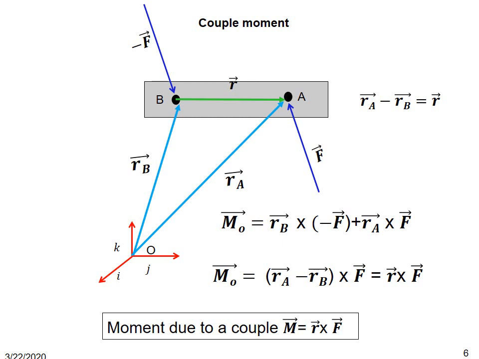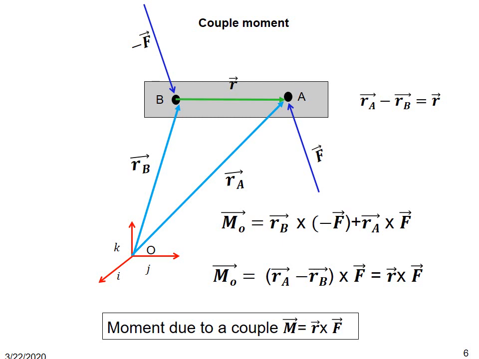The position vector of point A with respect to a reference coordinate is rA, and the position vector of point B with respect to the same reference coordinate is rB. So we can see that rA minus rB is r, which is the position vector of A with respect to B.